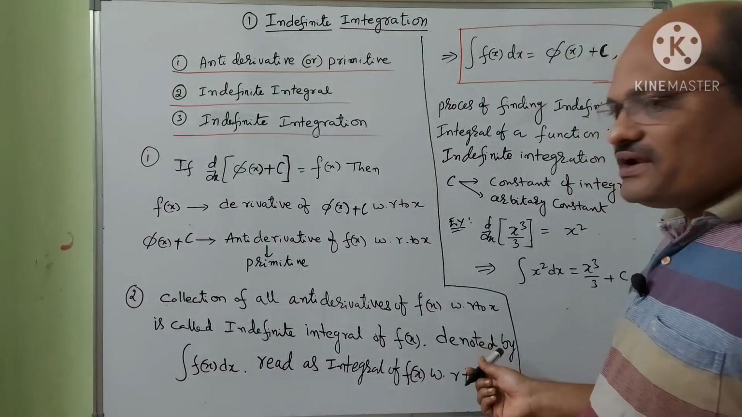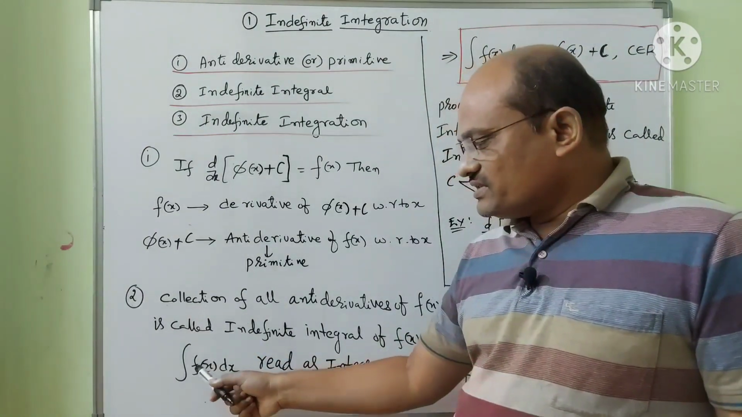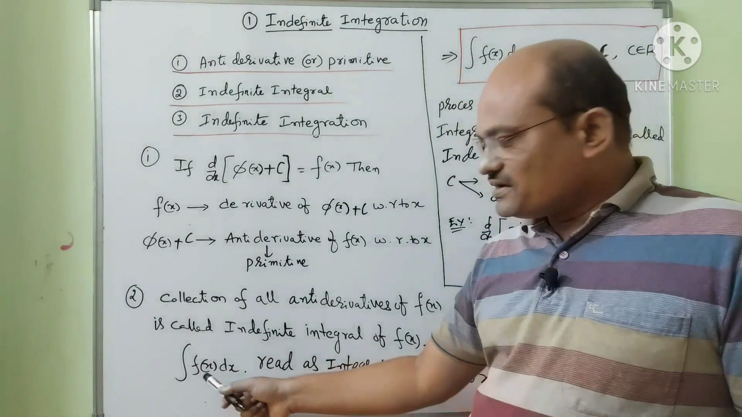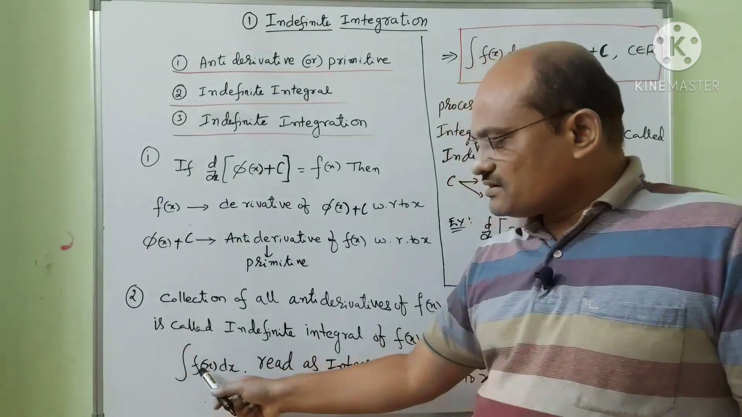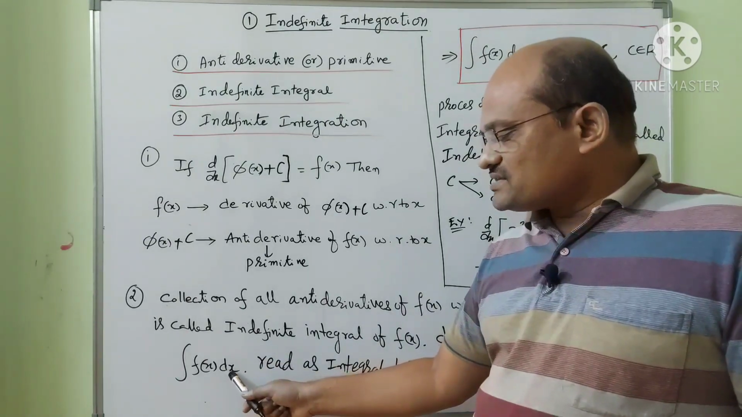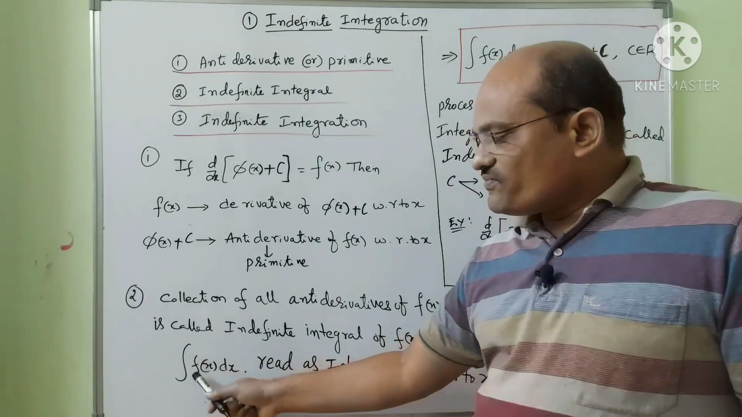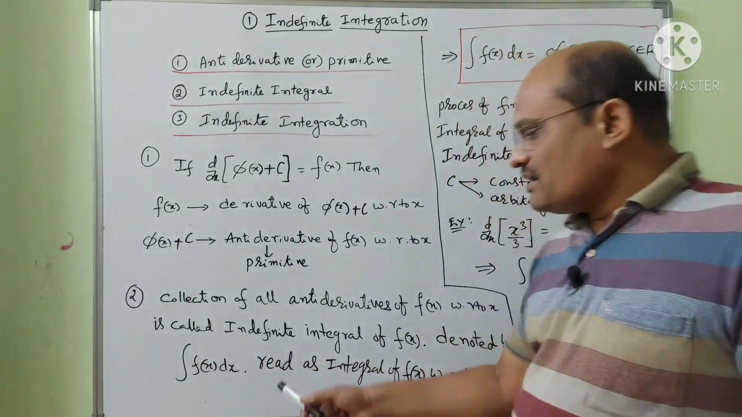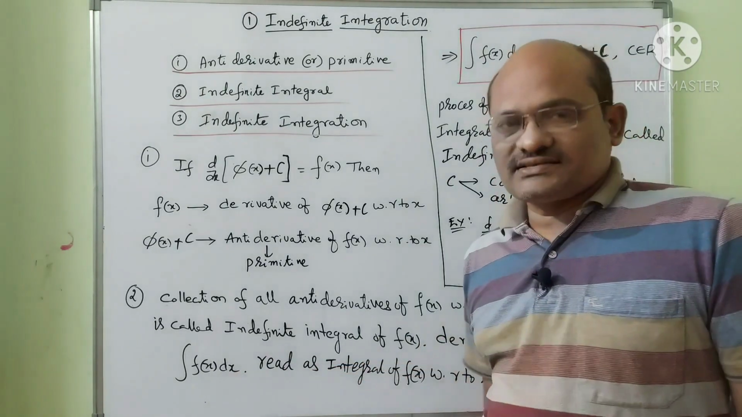How to write indefinite integral? It is written like this. With these symbols, you can write antiderivative. You have to write a symbol like this. Middle you have to write the function and dx. Here dx means integration with respect to x we are doing, because f is a function in x. It is read as integral of f of x with respect to x.